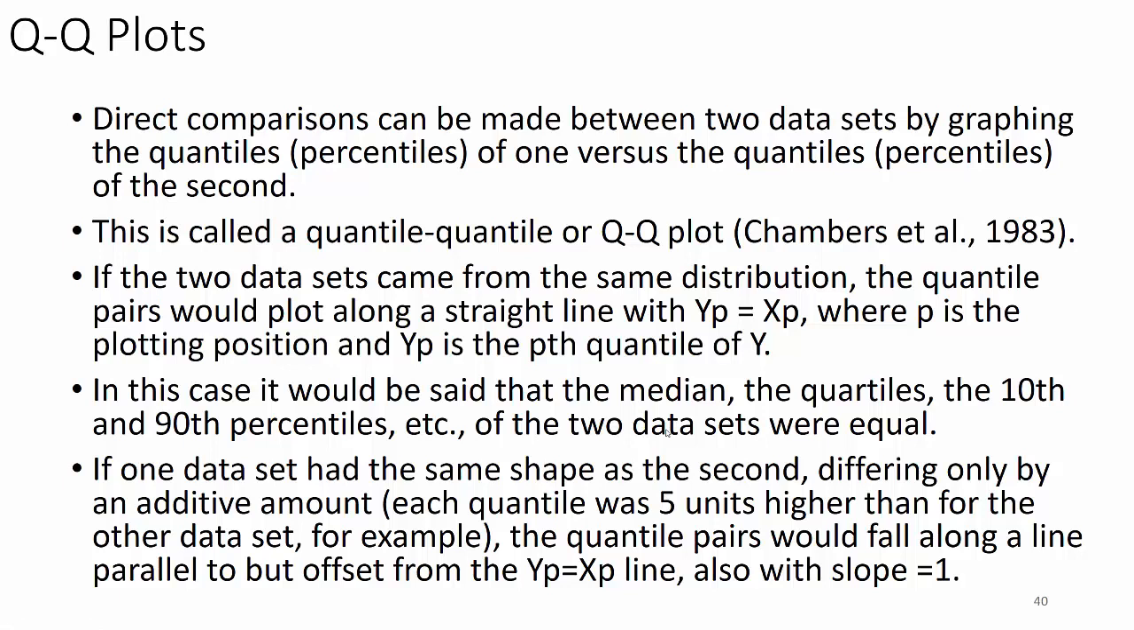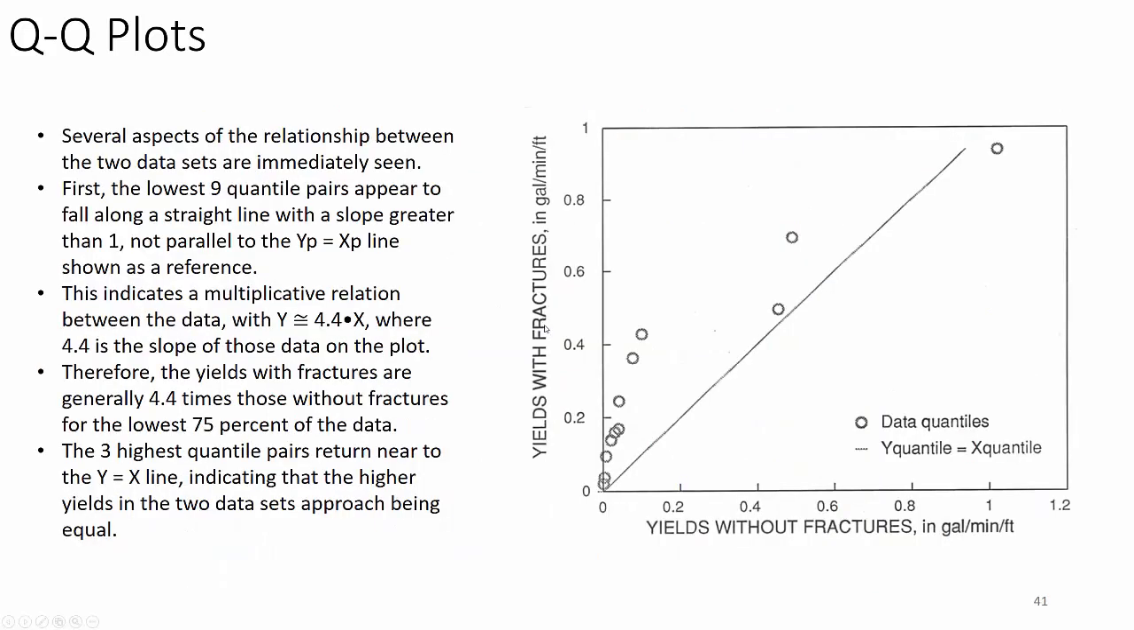If one data set had the same shape as the second, differing only by an additive amount, say each quantile was 5 units higher or lower, the quantile pairs would fall along a line parallel but offset by some amount, but with the same slope, or with a slope of 1. Several aspects of the relationship between the data sets are immediately seen then. If we look at these data, yields with fractures and yields without fractures, two different types of data, the lowest 9 quantile pairs appear to fall along a straight line. See these 9? Look at this, straight line, with a slope greater than 1, not parallel to this slope.